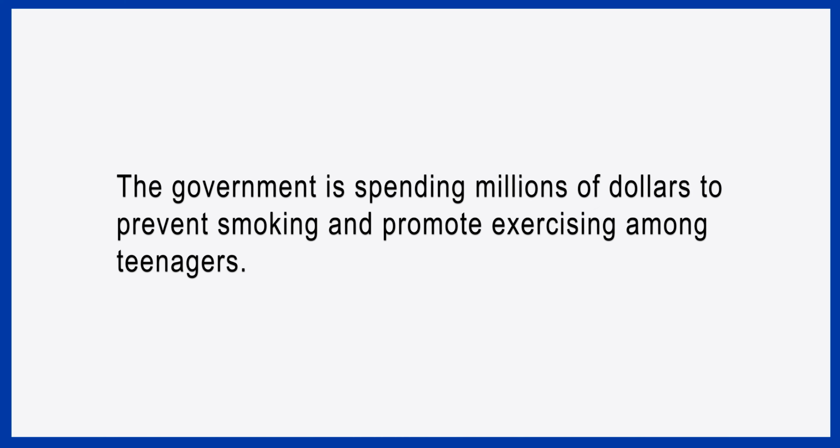See this example. "The government is spending millions of dollars to prevent smoking and promote exercising among teenagers." As you can see, there's no comma before "and" in this sentence.